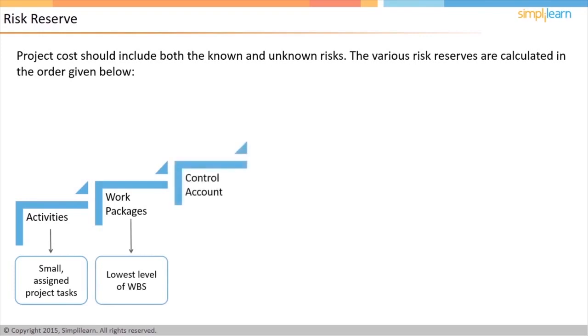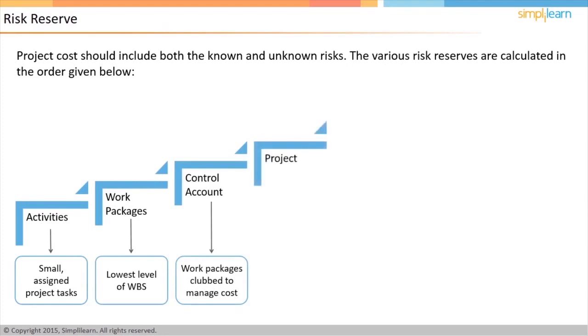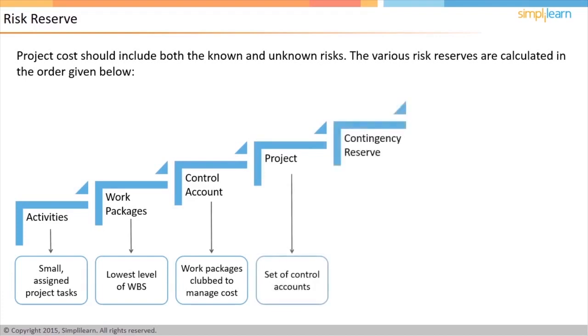Work package costs add up to the control account cost. One or more work packages are clubbed together to create a control account and manage the cost of the work packages. Next, the project costs are identified. There can be multiple control accounts in a project. Now, once the project cost is calculated, some reserve is added to take care of any uncertainties. You may have made some assumptions to calculate the cost of the activities, and by adding some reserve, you would want to take care of those uncertainties.